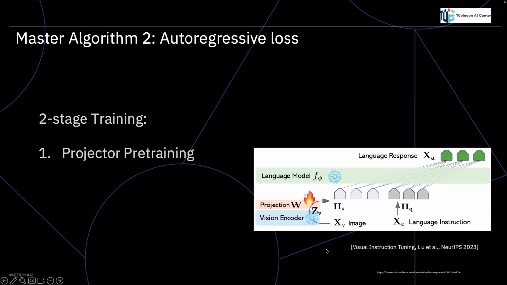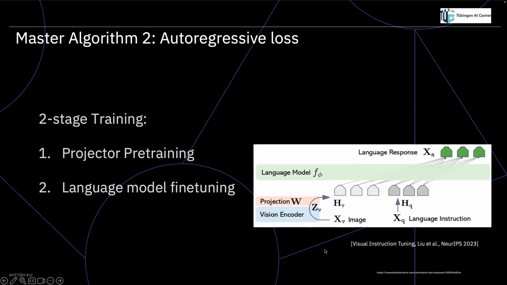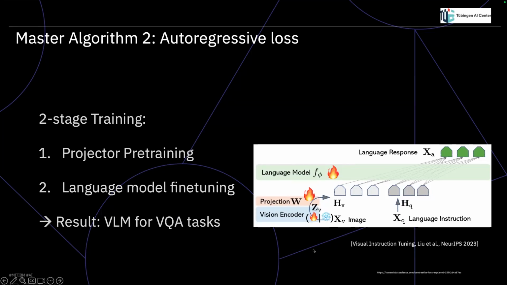And then in the second stage, you want to adapt the language model a bit. So you train the projector and the language model, and you can keep the vision encoder frozen or train it, that's up to you. But then the cool thing is you actually have vision language models that you can use, for example, for visual question answering tasks. Those are mainly the two algorithms you need to know. And with that, I'm happy to show you what you can actually do with models that are trained in this way.